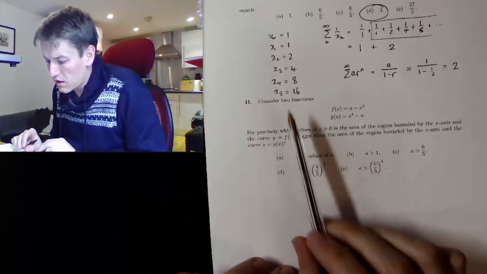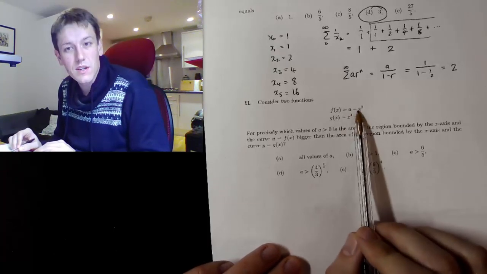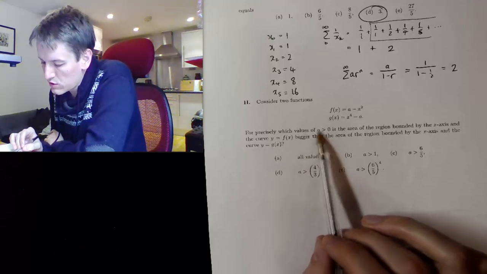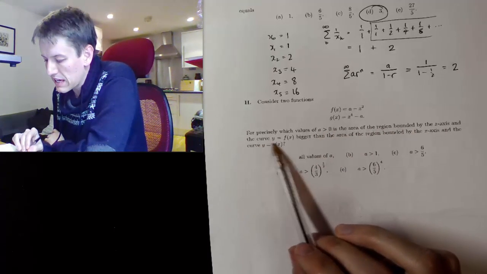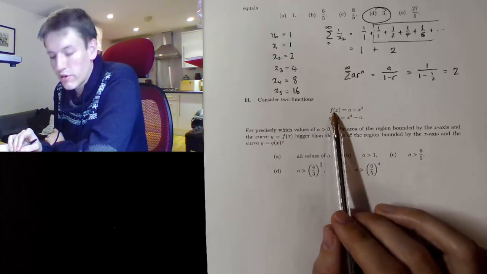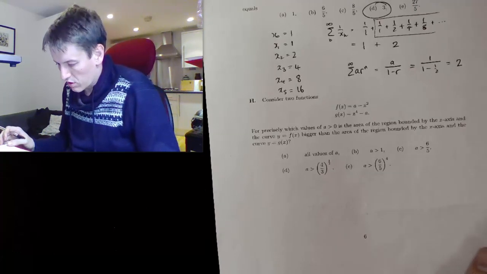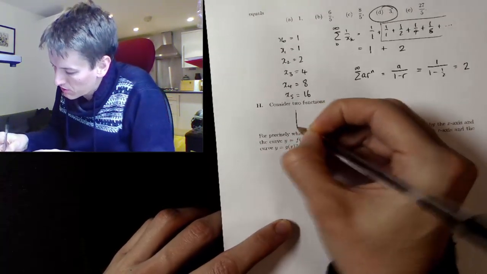So two functions here, f of x is a minus x squared and g of x is x to the 4 minus a, and it says for precisely which values of a bigger than 0 is the area of the region bounded by the x-axis and the curve y equals f of x bigger than the area of the region bounded by the x-axis and the curve y equals g of x. So let's just have a little think about what those functions look like.